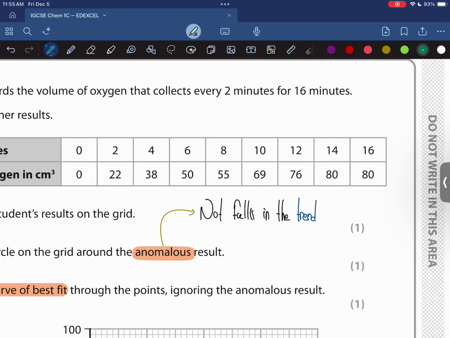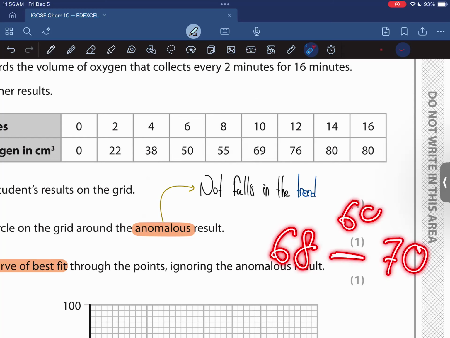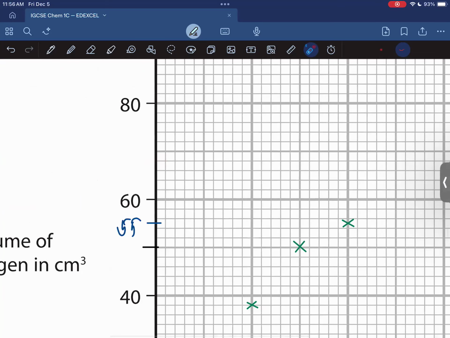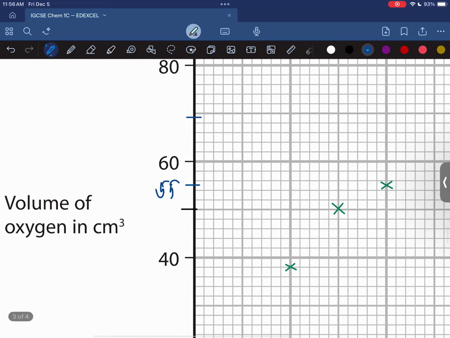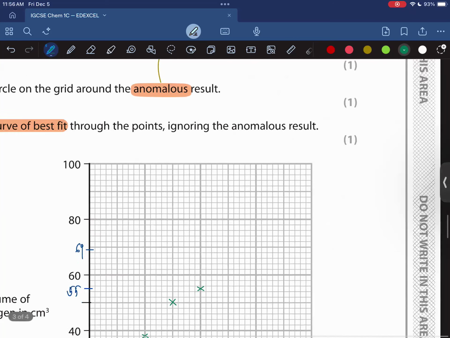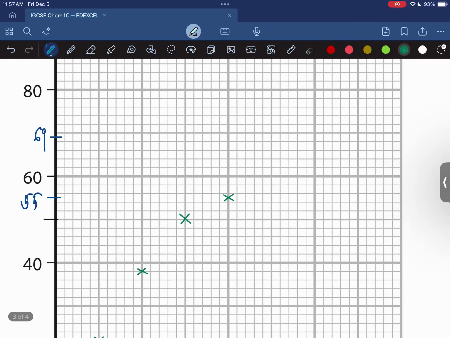Now, for 10, this is going to be 69. The same thing happens again. 69 lies between 68 and 70, exactly in the middle, similar to the previous one. This is 68, 70. So for 10, that is going to be 69. 10 we have over here, and 69.